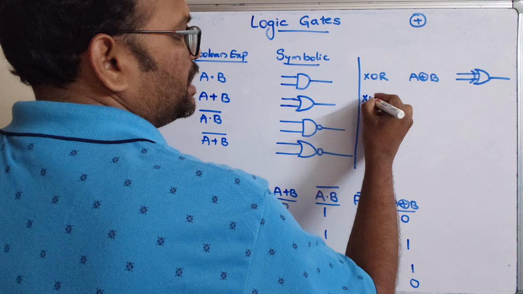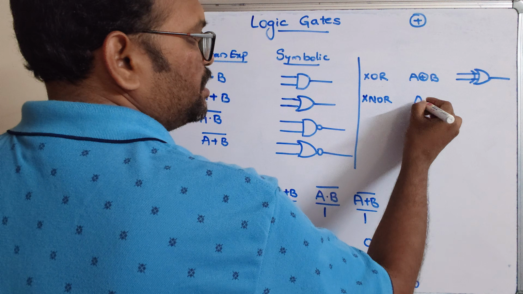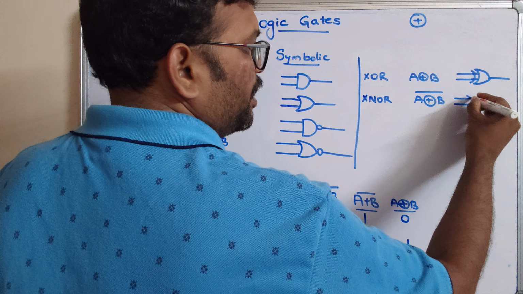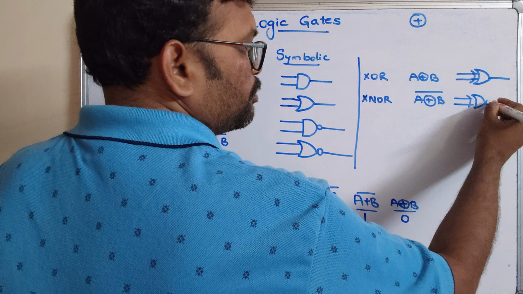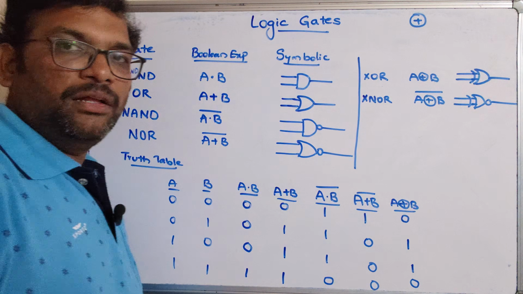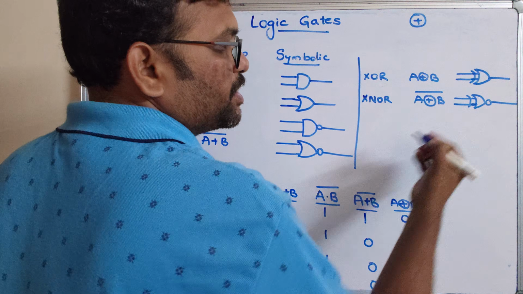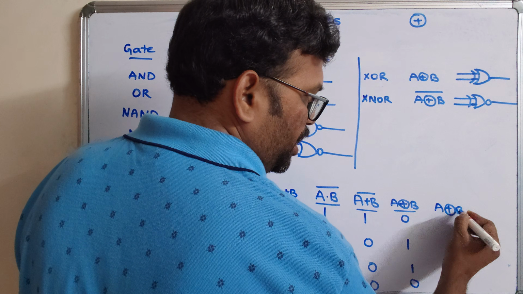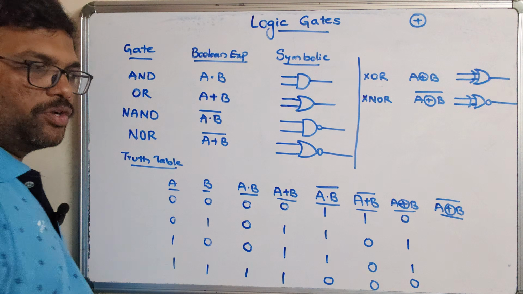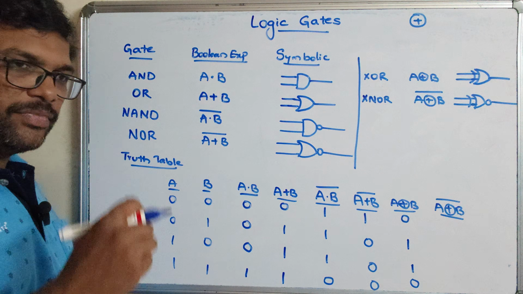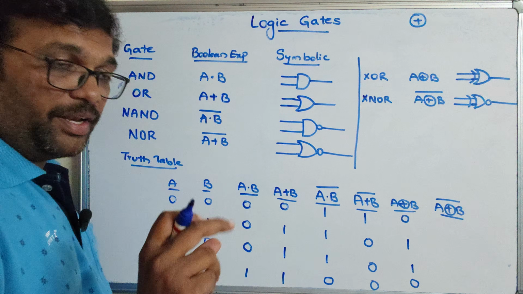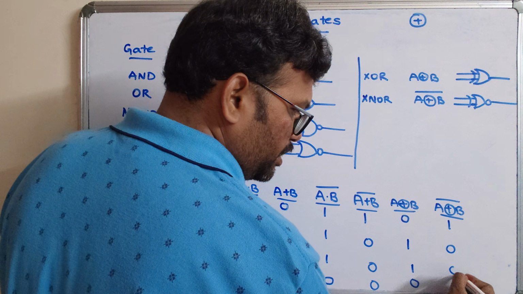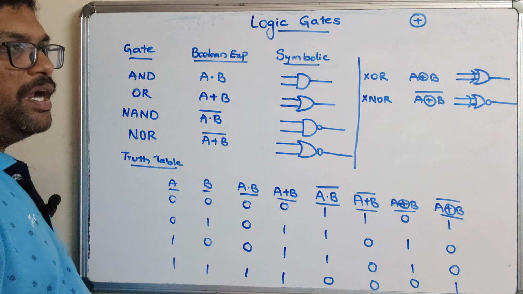Next, XNOR. XNOR means (A XOR B) bar. So here also we'll be taking the XOR shape and a small circle. So this is the symbolic representation of XNOR. So it will be considered as (A XOR B) bar, which is opposite to XOR. So if both the inputs are the same, the result is true. If both the inputs are different, then it will be false. So here it is 1, 0, 0, and 1, right?